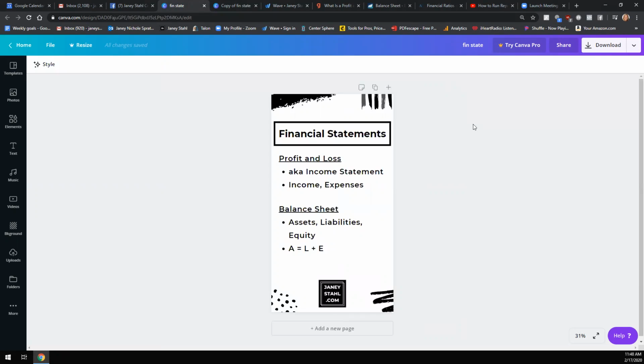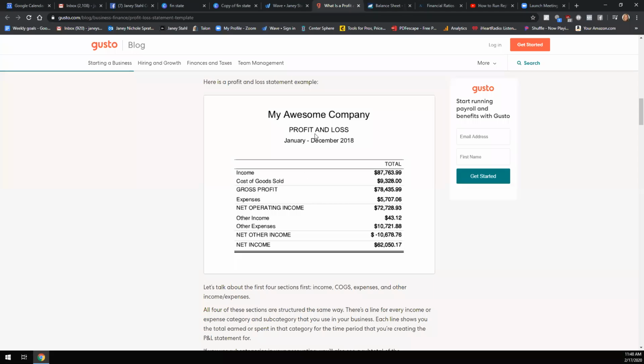So a lot of you probably know this, but the three key financial statements that businesses use are the profit and loss, the balance sheet, and the statement of cash flows. The profit and loss is also known as an income statement, and it obviously reflects your income and then your expenses. So here is an example of a profit and loss or an income statement.